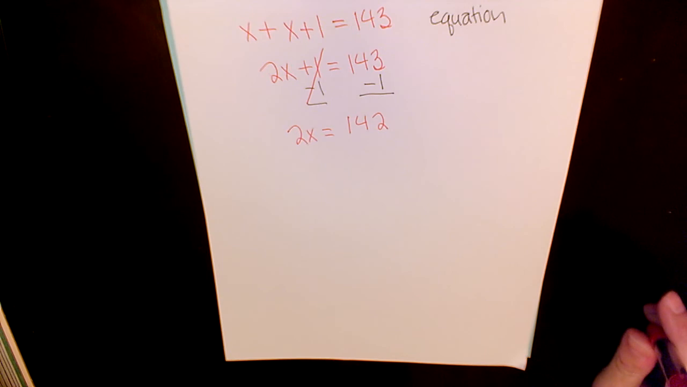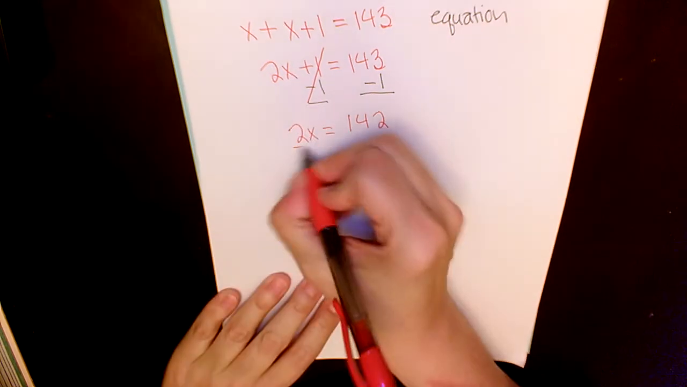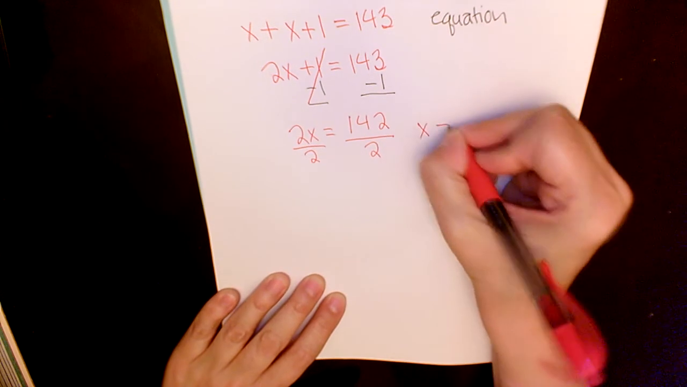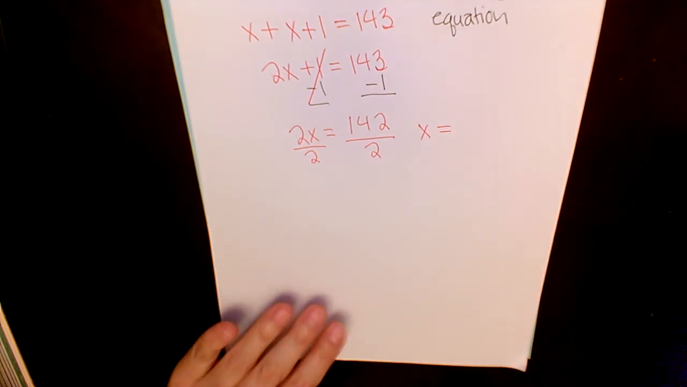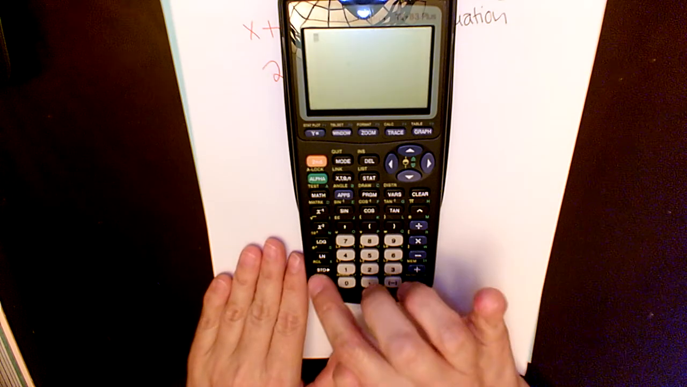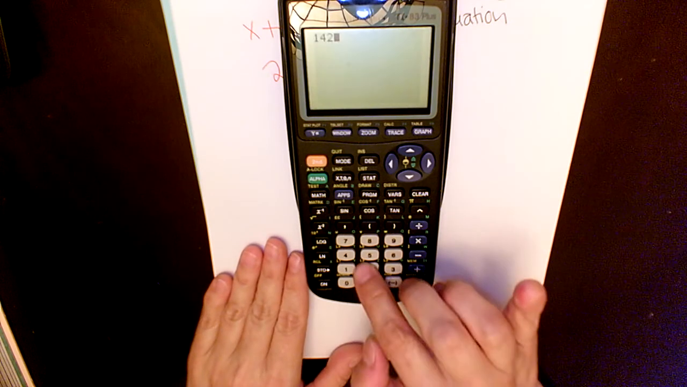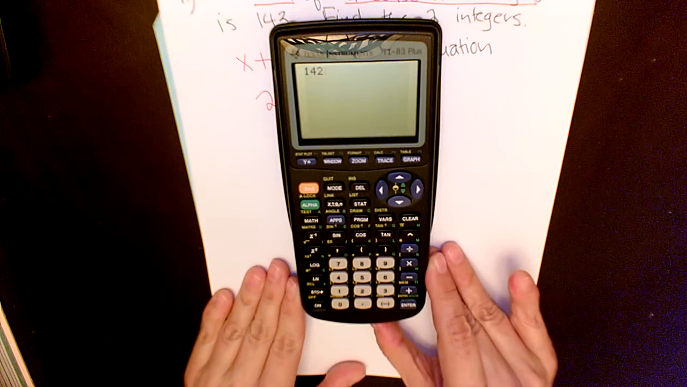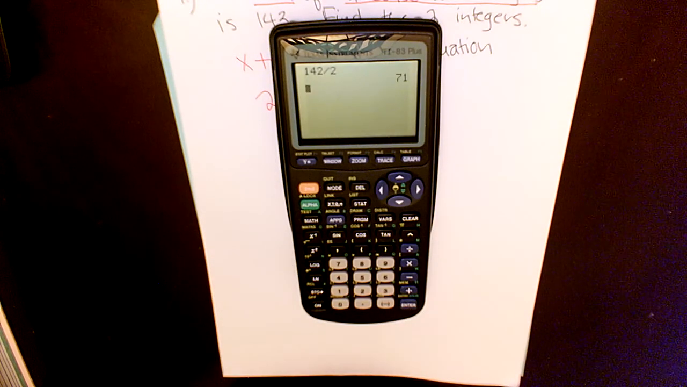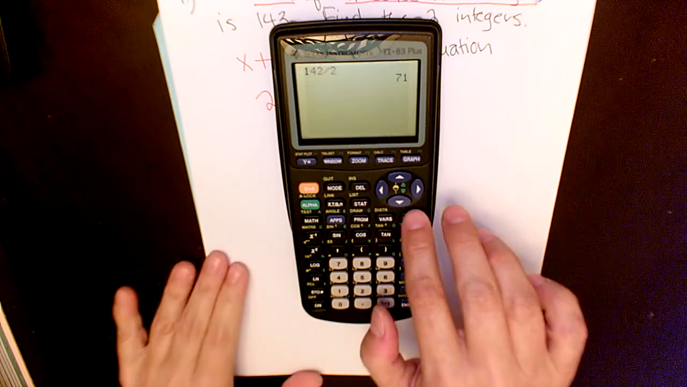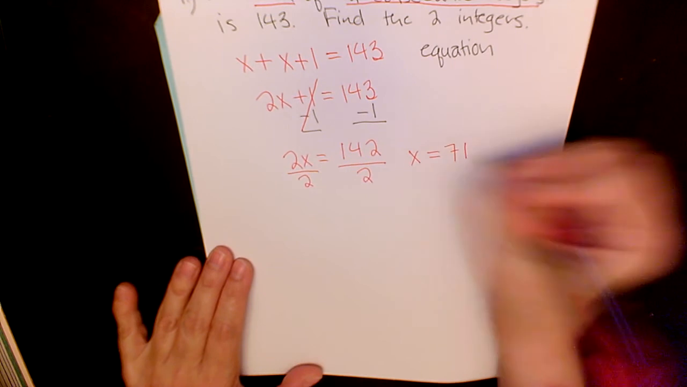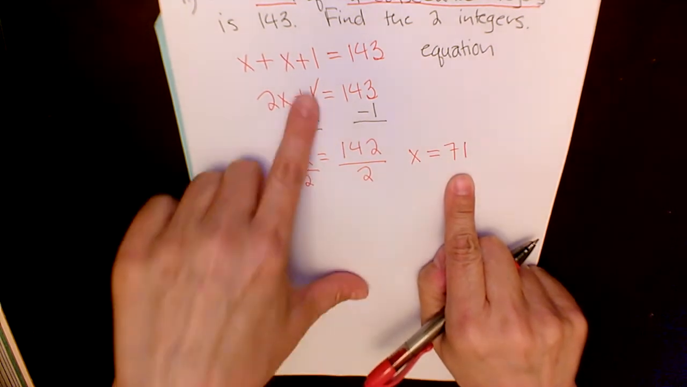And we're on the last step where we divide both sides by 2. And what is our first integer? I'm going to punch that right here in my calculator. So that's 142 divided by 2, and I get 71. So my first integer is 71, so x is 71.